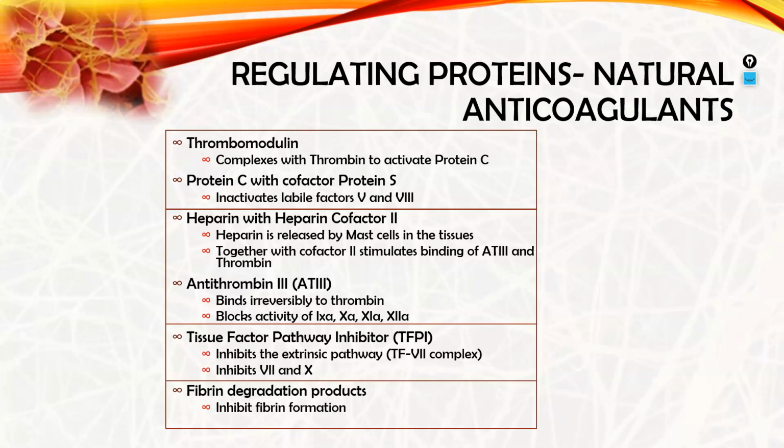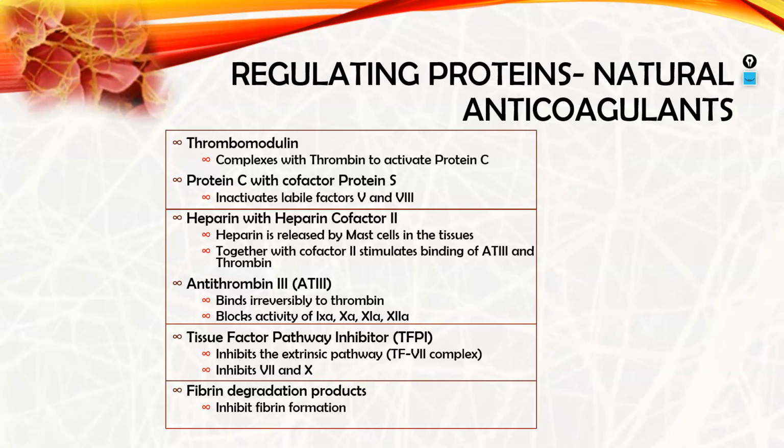Antithrombin 3 makes sense what it does. Antithrombin 3 binds to thrombin. And it's important to know that this is an irreversible bond. Once the antithrombin 3 hooks on there, that molecule of thrombin is done. It's never going to do anything else again. It's bound up, it's become garbage, and it's just going to be removed from the system. The antithrombin 3 also blocks the activity of 9A, 10A, 11A, and 12A.